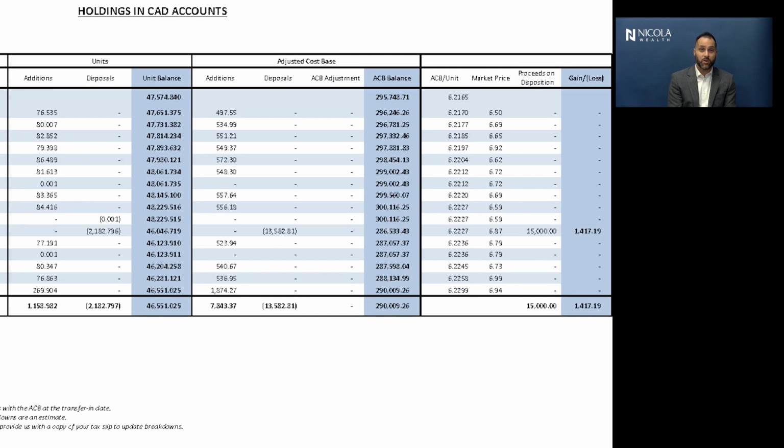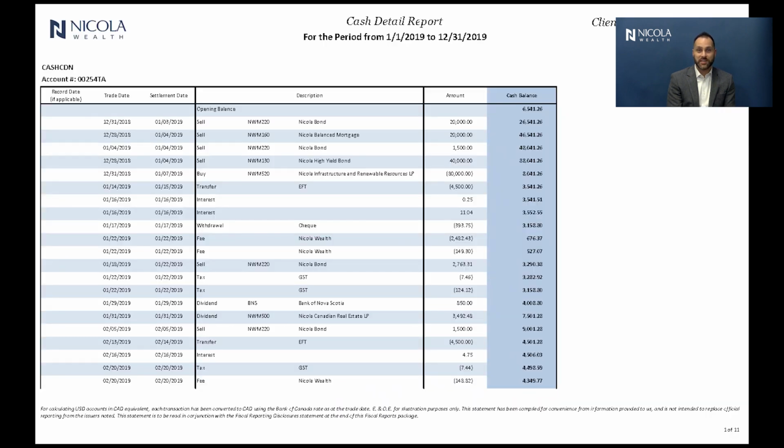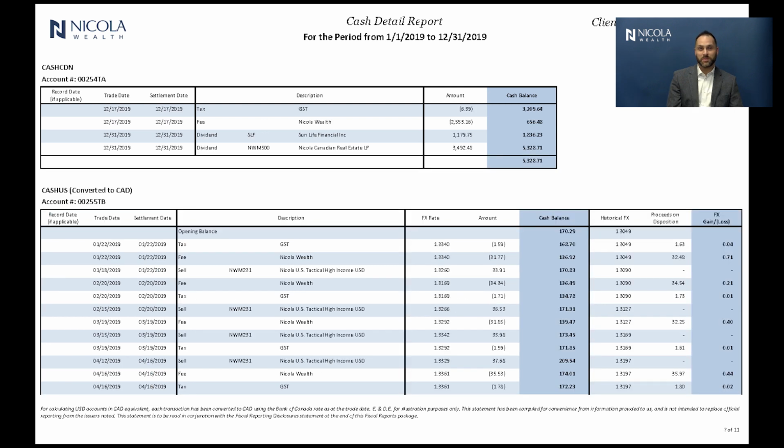If there is a sell or a disposition, the last column will show the applicable gain or loss. These gains and losses are shown on the first report, the statement of gains and losses. The cash detail report shows all the activity in your NBI and custodian cash accounts and includes detailed descriptions for each. Each buy, sell, or distribution notes the applicable investment the transaction pertains to.